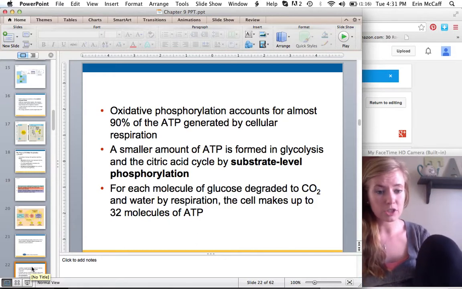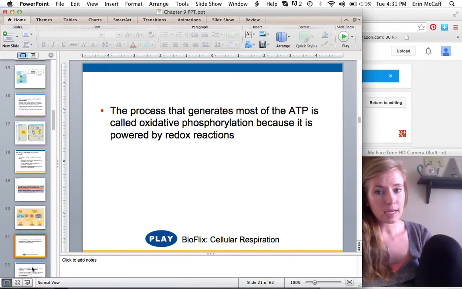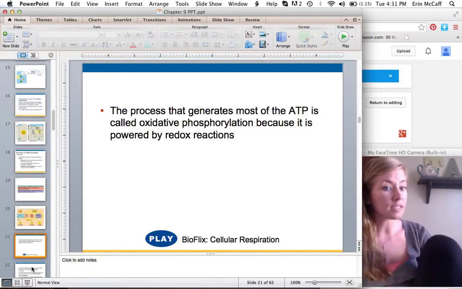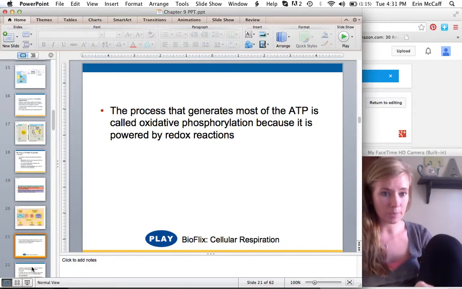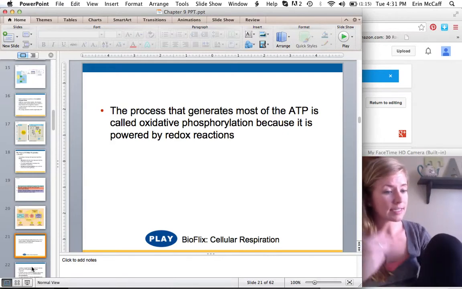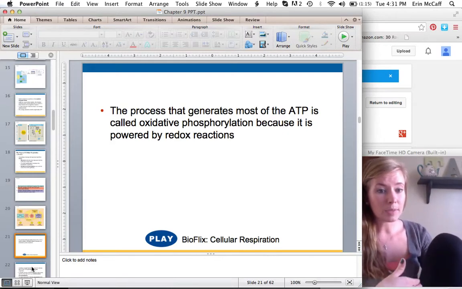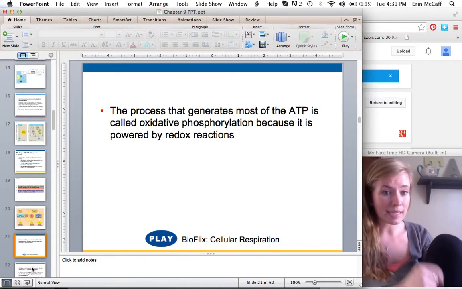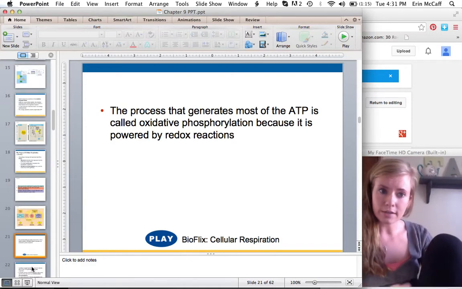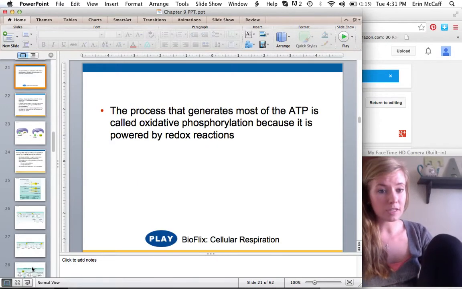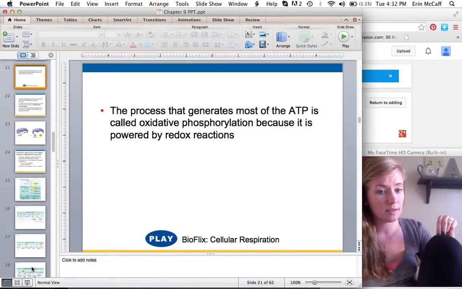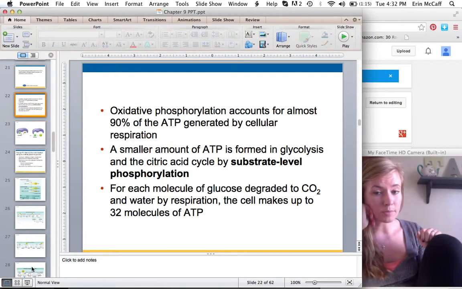So like I said, oxidative phosphorylation makes most of the ATP, and we're going to talk a ton about oxidative phosphorylation, but it is powered by redox reactions, so that's why it's called oxidative. Basically, we're making ATP. We are phosphorylating, adding a phosphate to ADP to make ATP. Okay, remember ADP and ATP go back and forth. ATP is the one that has the energy because it has that extra phosphate to give up. ADP is low energy. So when we phosphorylate ADP, we get ATP, and then we have energy. So oxidative phosphorylation is phosphorylating the ADP to make ATP by using redox reactions. And that makes 90% of the ATP during cellular respiration.